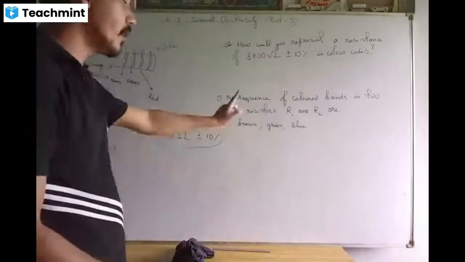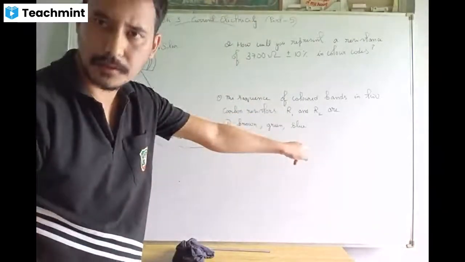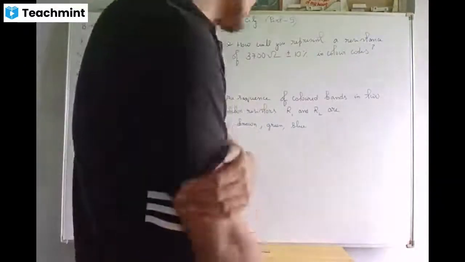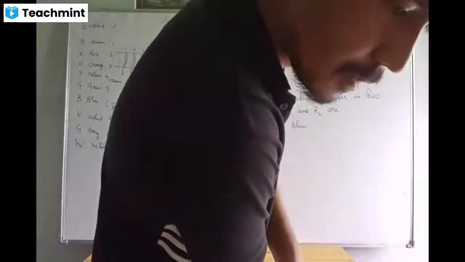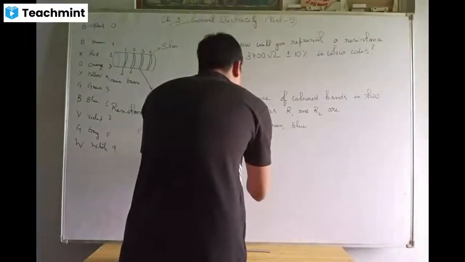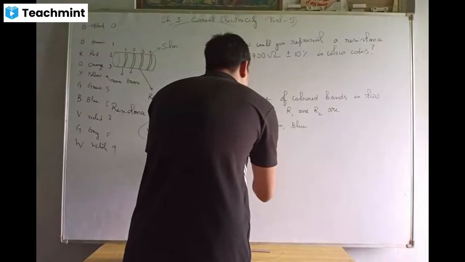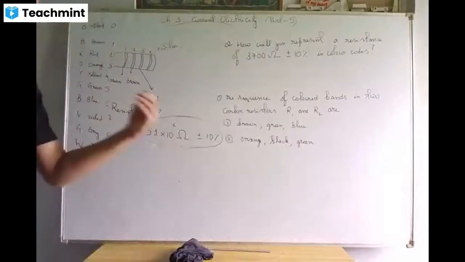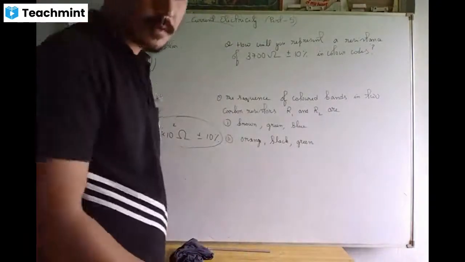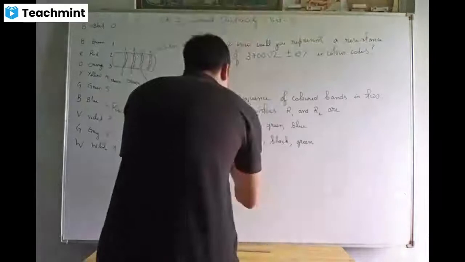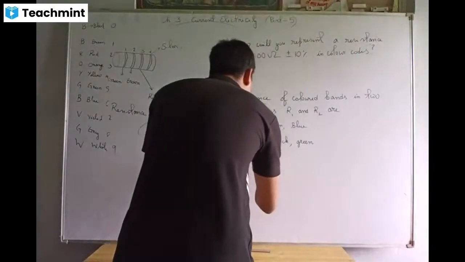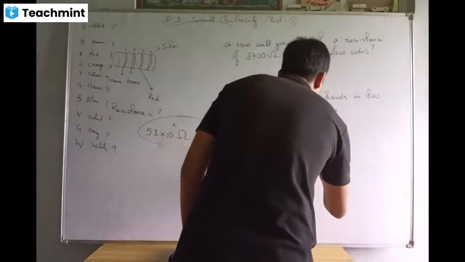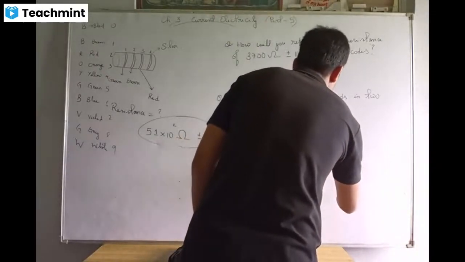That means for R1, the fourth colored band has no color, okay? And no color means the tolerance will be 20%. And for R2, orange, black, green. That means for both the resistors R1 and R2, the fourth colored band has no color. Find the ratio of their resistances.